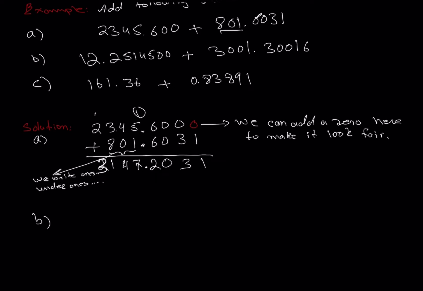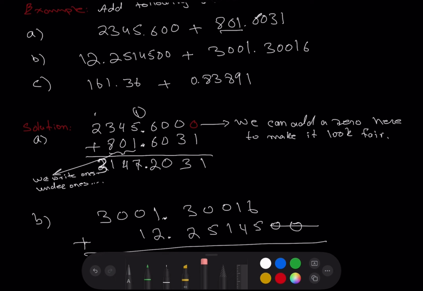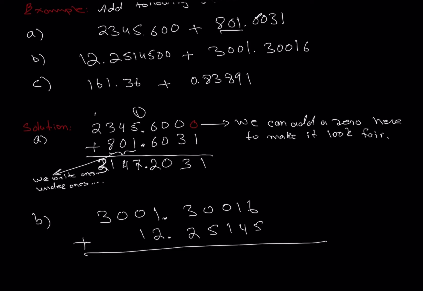I said here, write down the bigger whole number first. B: 3,001.30016 plus, what is the number? 161. I said the dot should match with the dot. Oh no, sorry, not this one. It will be 12. This whole number should line up: ones under the ones, tens under the tens. Then after the dot, the decimal will be 2, 5, 1, 4, 5, 0 and 0. Zero doesn't mean anything at the end, so we can just leave it off, or even erase it here, just to not confuse you guys, because we don't need it for decoration here either.